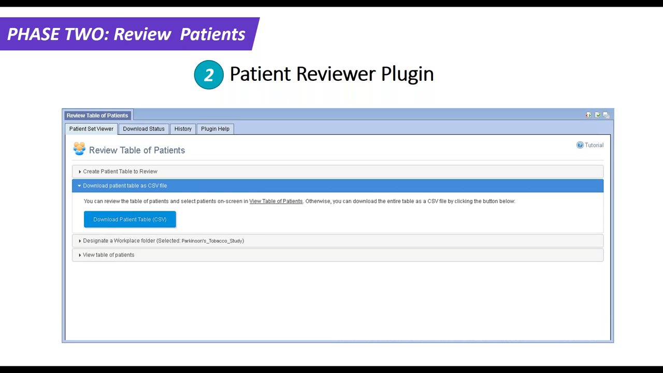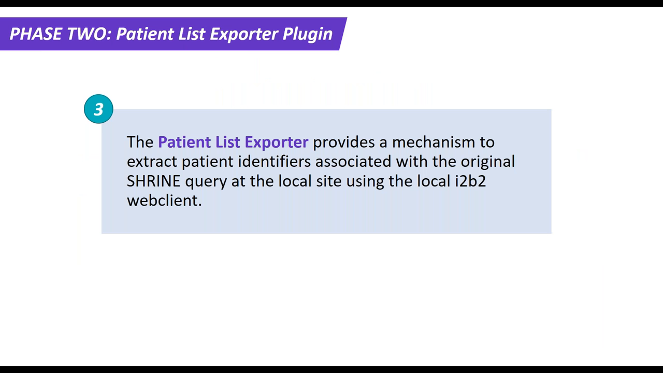So now we have a network query from indication count. We have a more precise set of patients related to a trial. What's next? You need to extract the patient identification. How will you contact them unless you have their identifiers? The patient list exporter helps you with that.